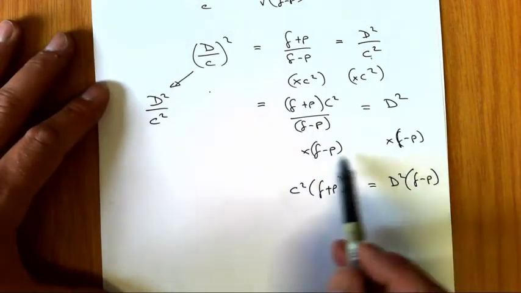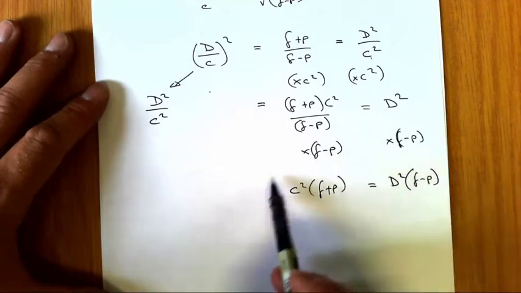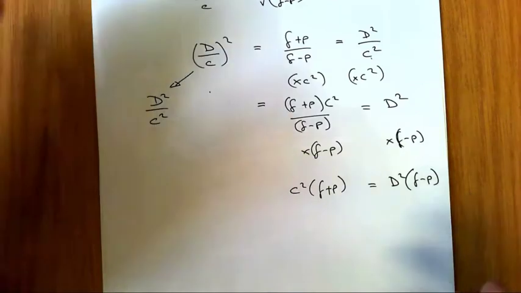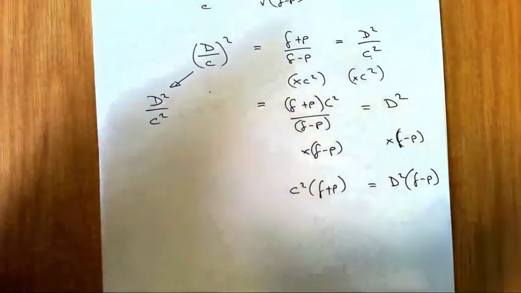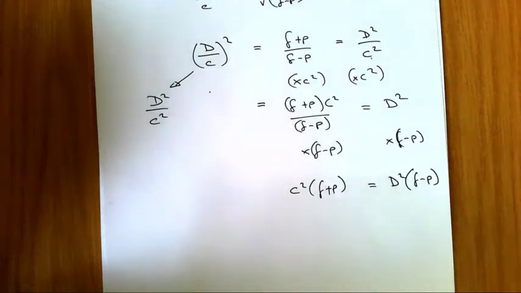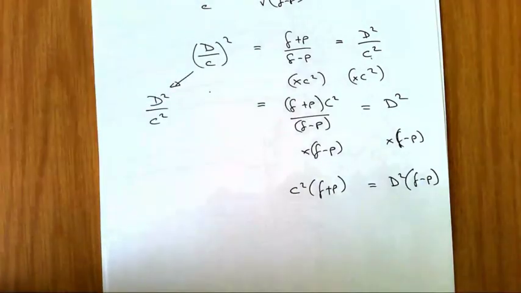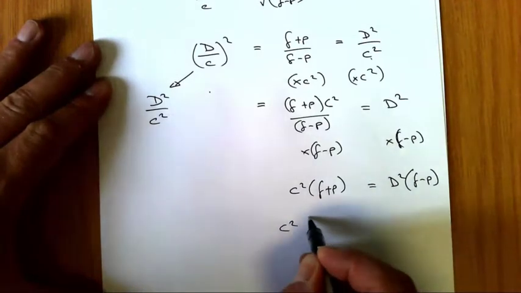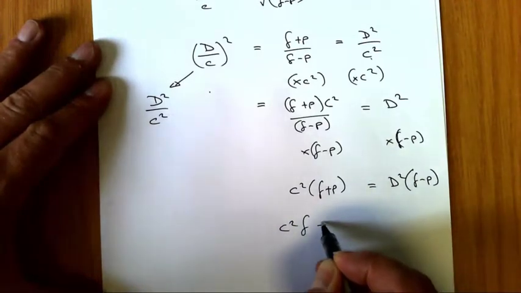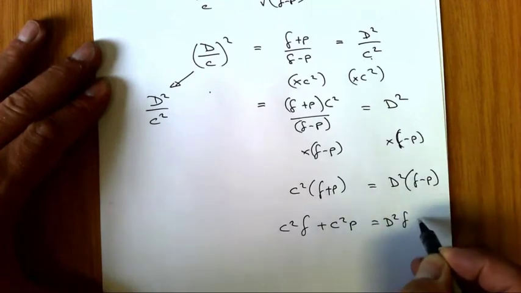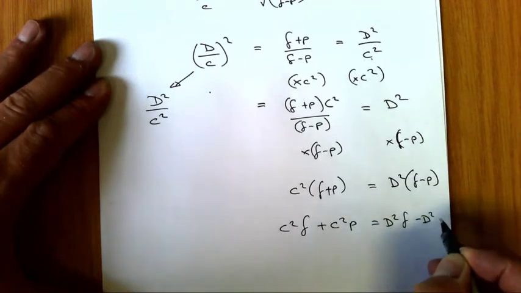So what we're going to do when we've got this situation is we're going to try and times it out, because essentially at the end of this whole calculation we're doing, we want f's on one side, things with f's in on one side, and things without f's on a different side. So let's times both sides out here. So we have c squared f plus c squared p equaling d squared f minus d squared p.